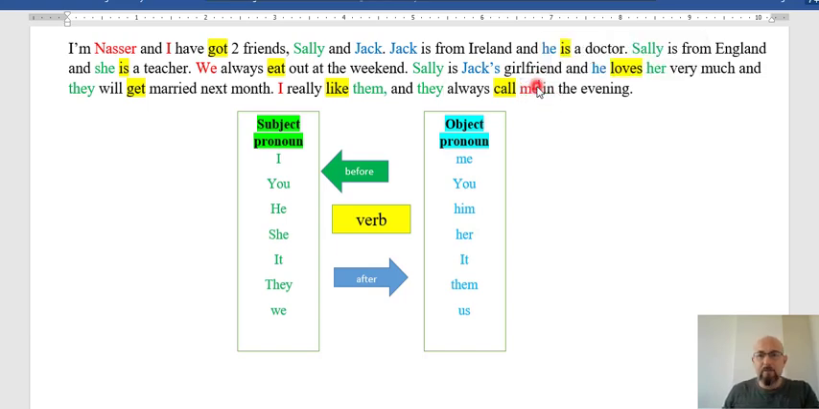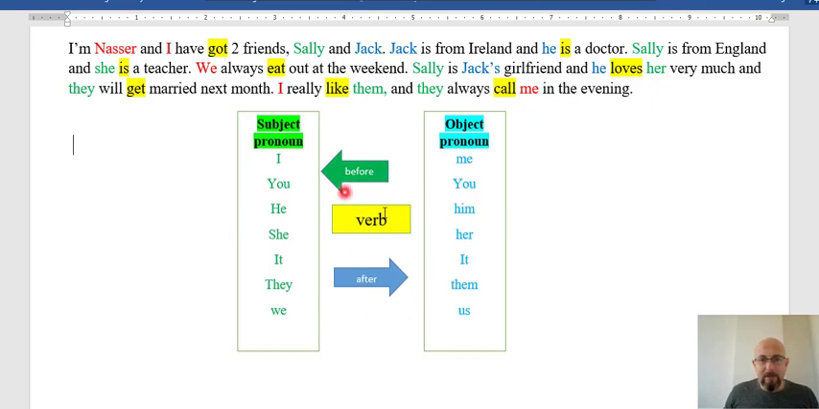It will be me in the evening. So if you can see now, I am Nasser and I have got two friends, Sally and Jack. Jack is from Ireland and he is a doctor. Sally is from England and she is a teacher. We always eat out at the weekend. Sally is Jack's girlfriend and he loves her very much. And they will get married next month. I really like them and they always call me in the evening.